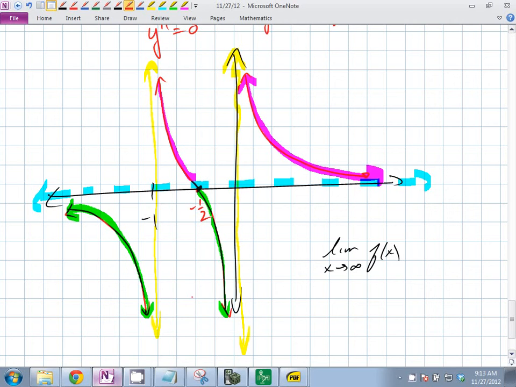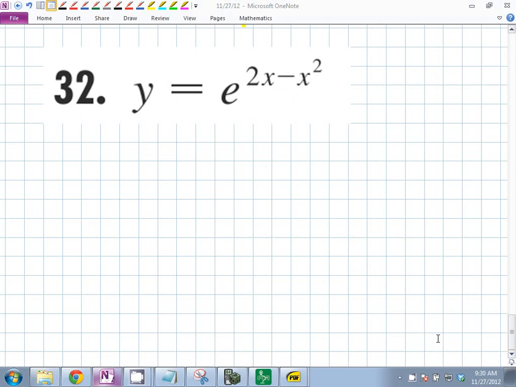What's the domain? All real numbers. Is there anything you can't plug in? You can plug in anything you want. What about symmetry? None. What about intercepts? Did you figure this out? When x is 0, what's y? 1. Are there any others? None, that's it. So now what do you take?